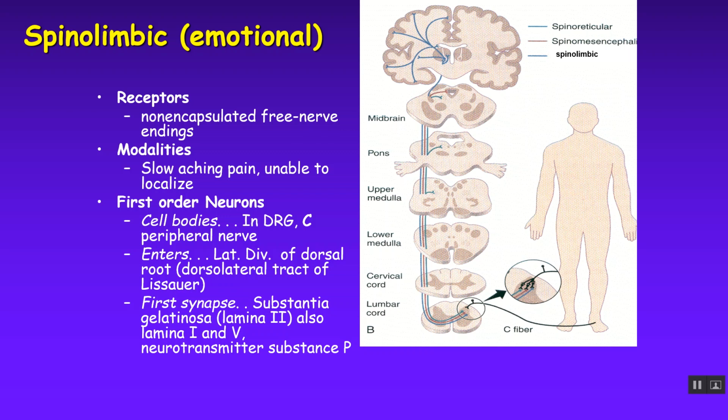It's just that the spinothalamic tract goes all the way to your cortex. These stop, well, one of them goes to the cortex area, but these just stop at different points before they ever get to your thalamus. So let's talk about those.